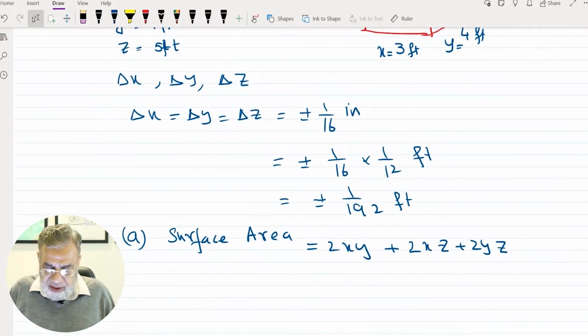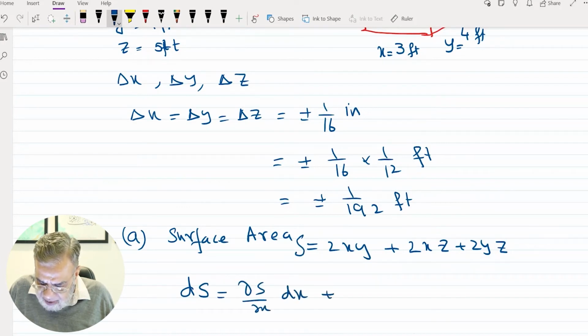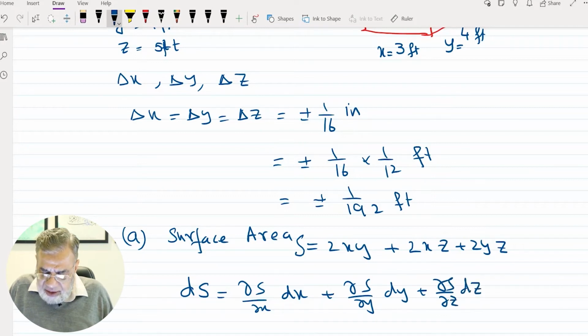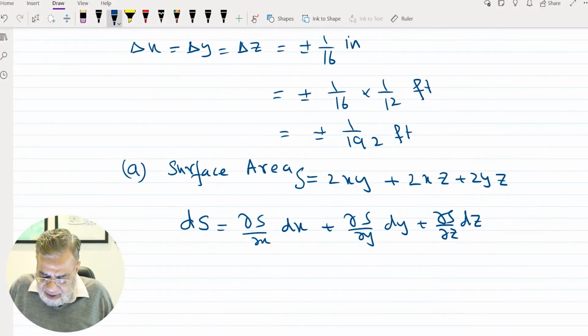Now I want to find the error in my surface area. This means I want to find ds. ds is partial s by partial x dx plus partial s by partial y dy plus partial s by partial z dz. Here dx is delta x, dy is delta y, dz is delta z. Starting with partial s by partial x.